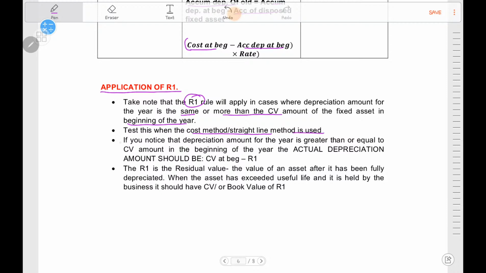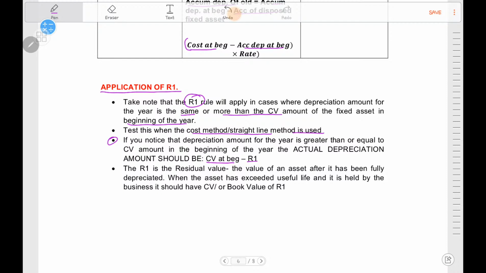Now that particular song I wanted you to sing is this bullet number 3. So if you sing with me, if you notice that the depreciation amount for the year is greater than or equal to the carrying value amount in the beginning of the year, then the actual depreciation amount should be the carrying value at the beginning, then you subtract the 1 rand. The 1 rand is the residual value.